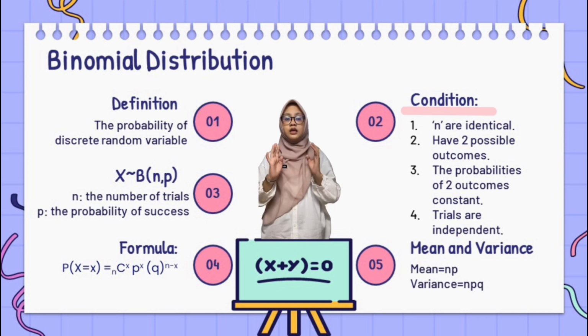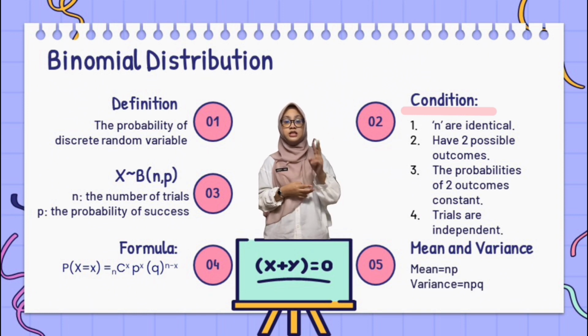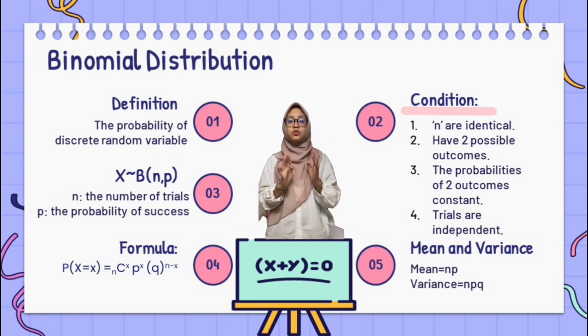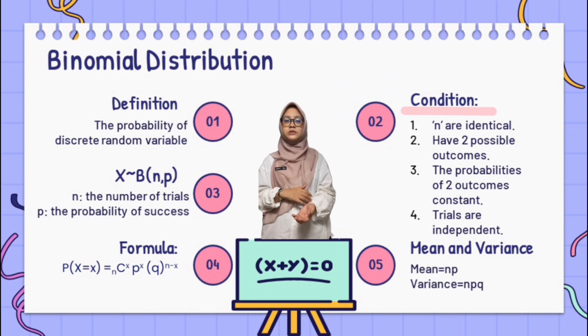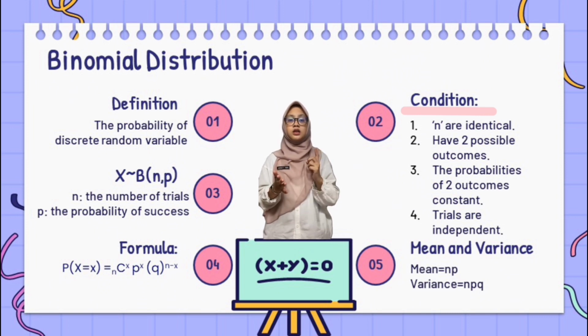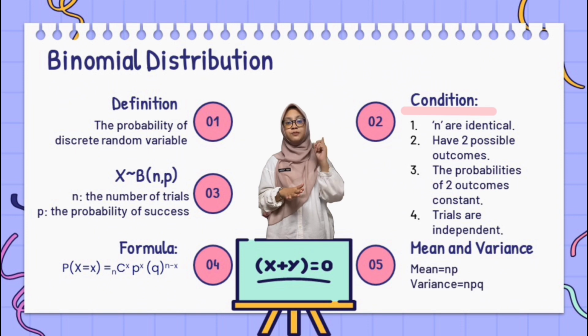Next, each trial will have 2 possible outcomes, which are success and failure. The third condition is related to the second condition: the probabilities of the 2 possible outcomes will be constant. You need to take note that the probability of success will be denoted as p. Meanwhile, the probability of failure will be denoted as q. To find q, you just calculate 1 minus p, since p plus q is equal to 1.